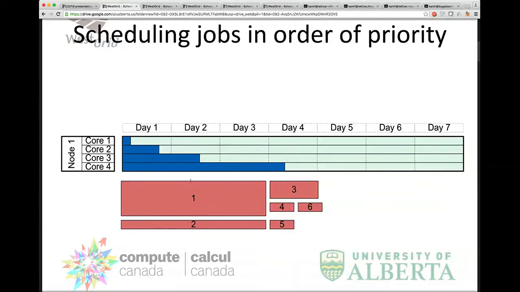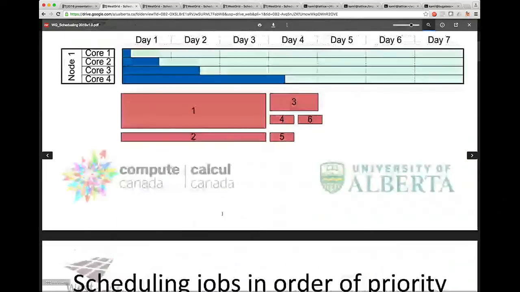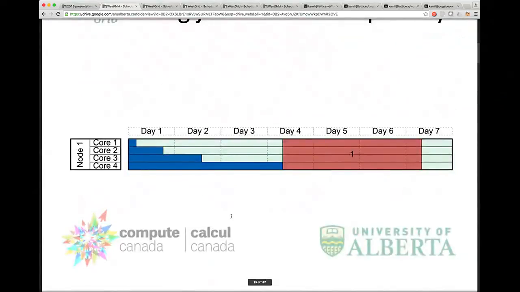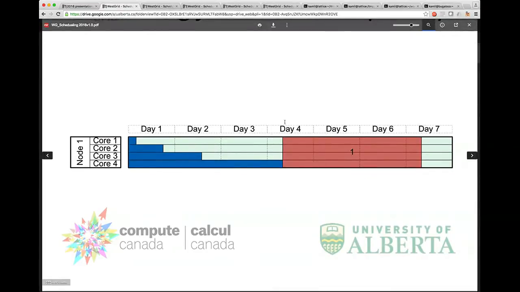So the system will try to run the highest priority job in the first instance that it can. Well, that's the first instance that the highest priority job can be run. It's going to start somewhere in the middle of day 4. Why? Because that's the only place it could go. Sure, there's empty cores here, but there's not enough empty cores for that job to run. So in order for this job to fit, it has to wait.